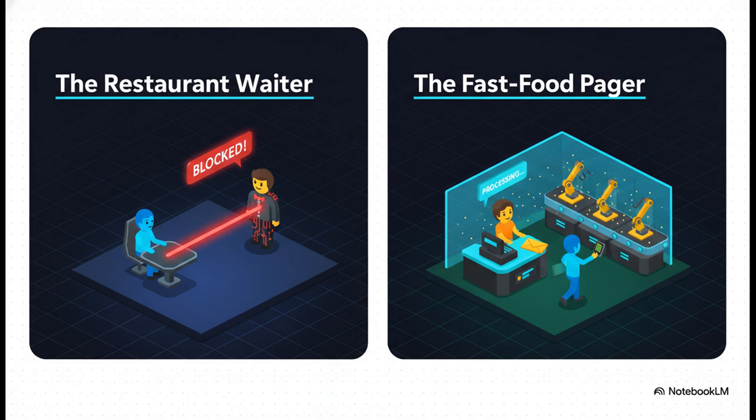Now look at the other side, the asynchronous model. This is your fast food pager. They take your order, hand you that little buzzing coaster, and immediately move on to the next person. You're free, they're free, and the kitchen is working completely independently. The whole system is non-blocking. This one simple analogy, this is the secret weapon for a resilient architecture.